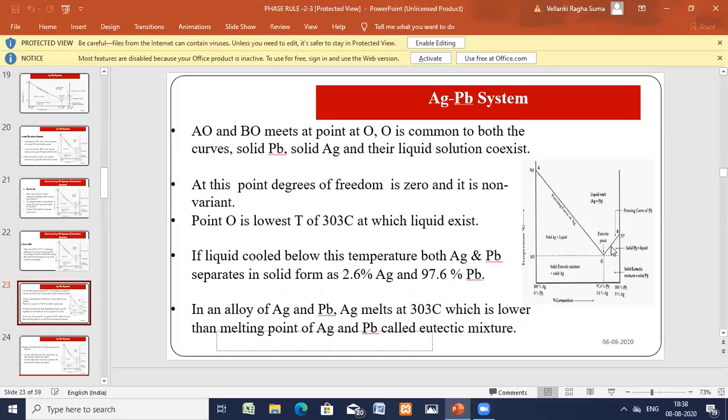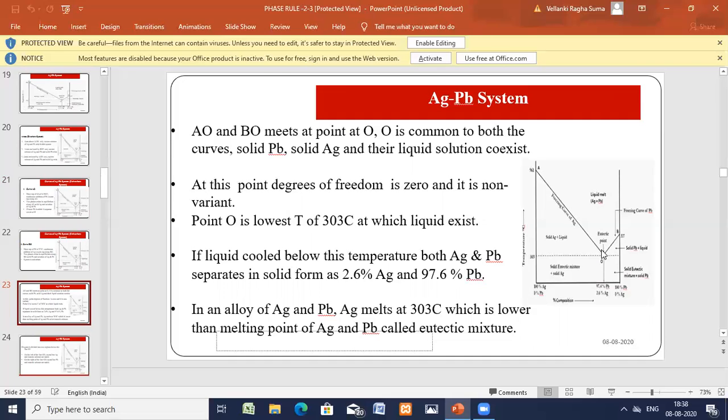For this lead curve, silver is added, and even this gets separated. Now at point O, you have both the solid lead and the solid silver, and even the liquid solution coexisting. At this point, the degrees of freedom is 0, a non-variant, invariant system at point O. And this is the lowest temperature, 303, at which the liquid will exist. Below this, there is no liquid.